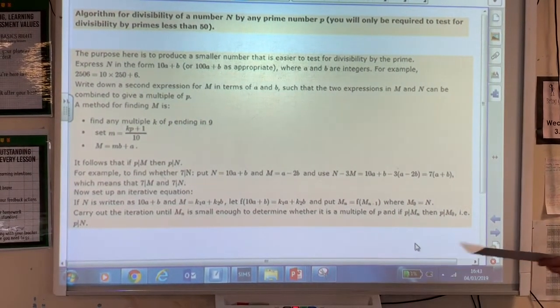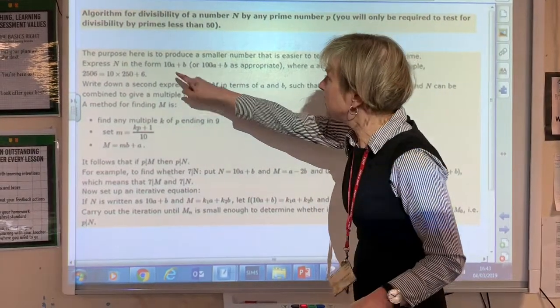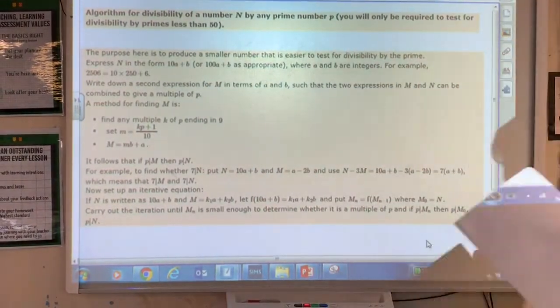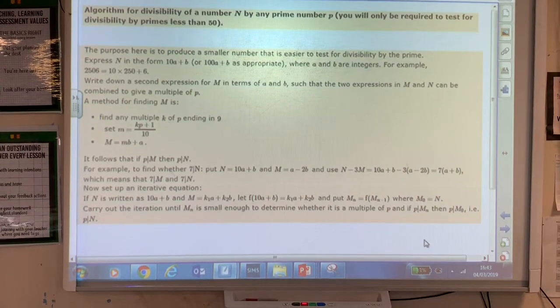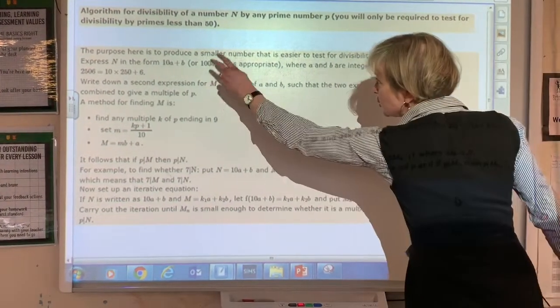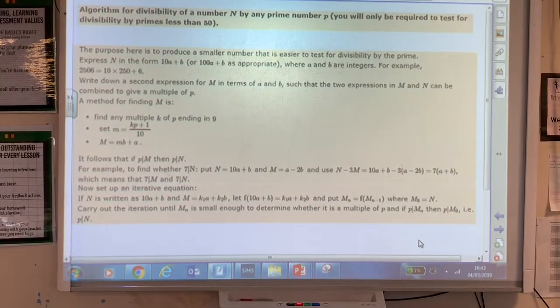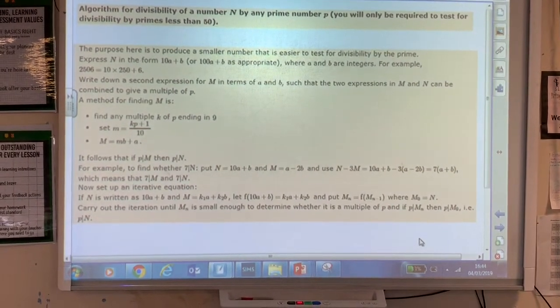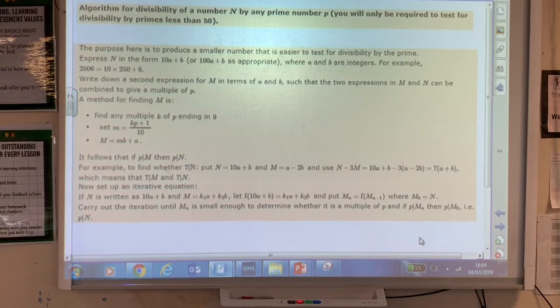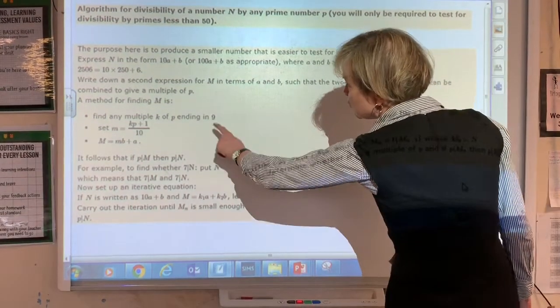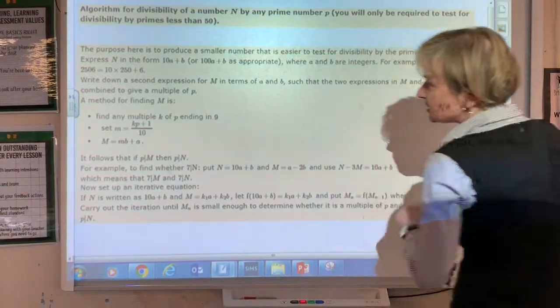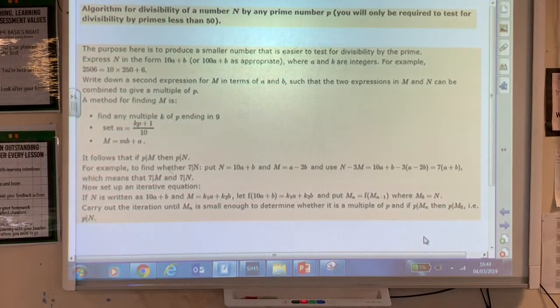Sometimes you're going to write your number in the form 10a plus b, and I'm going to explain how you do that. And sometimes, if it's a massive number, to get it down a bit quicker, you're going to write it as 100a plus b, and I'm going to show you examples of both of those. A and b are whole numbers. Then it talks to you about how you could do this. Now, we've already done that. I've already shown you how to do that.